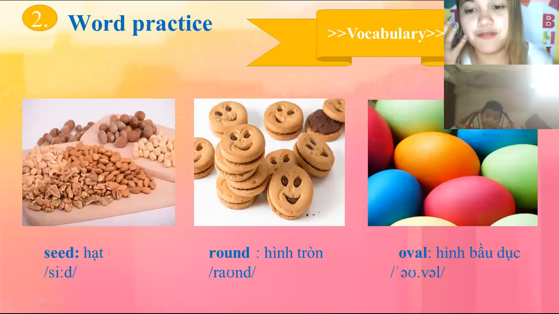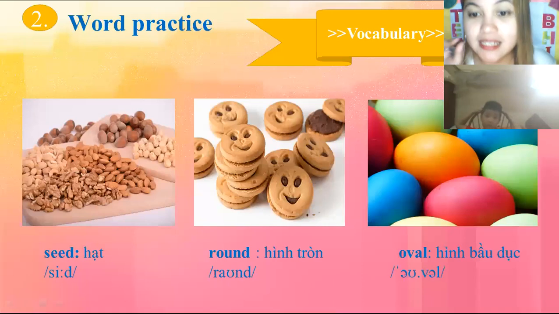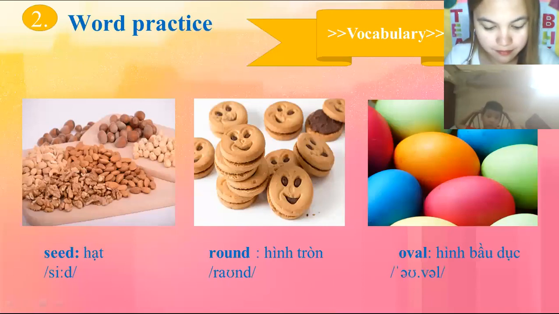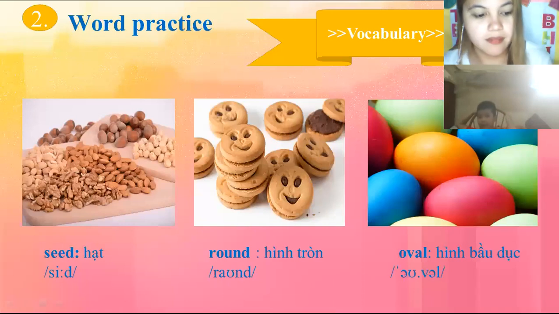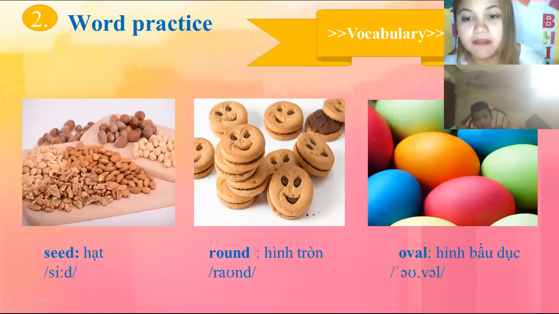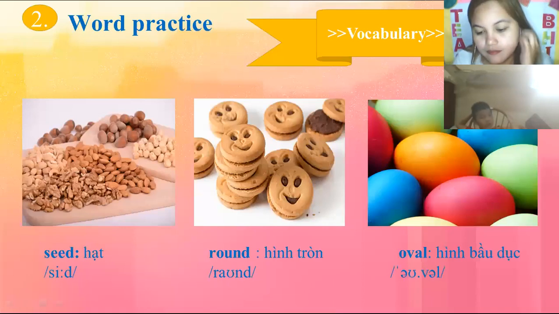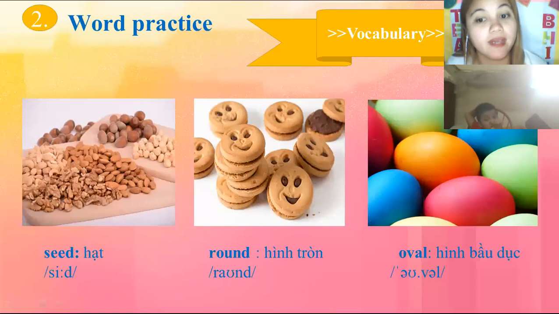Now, wait a minute. Can you give me a fruit that has a seed? I give you watermelon. Yes, very good. Why watermelon? Yeah, because when you open the watermelon, you can see some seeds inside, right? Is that right? Right.